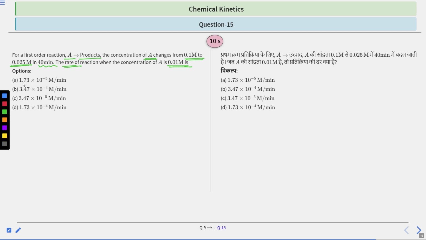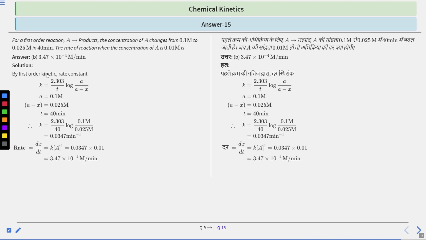Options are 1.73 times 10 to the power minus 5 molar per minute, 3.47 times 10 to the power minus 4 molar per minute, 3.47 times 10 to the power minus 5 molar per minute, or 1.73 times 10 to the power minus 4 molar per minute. You have 10 seconds to solve this question. After that, we will see the correct answer. Okay, let's see. The correct answer is option B.